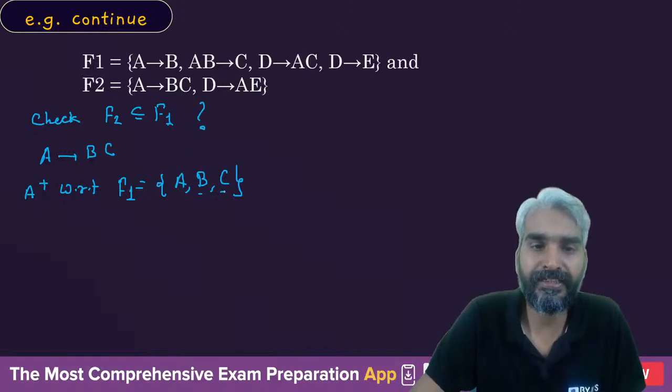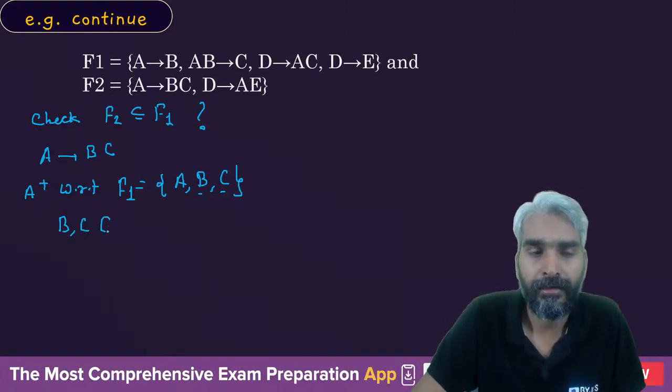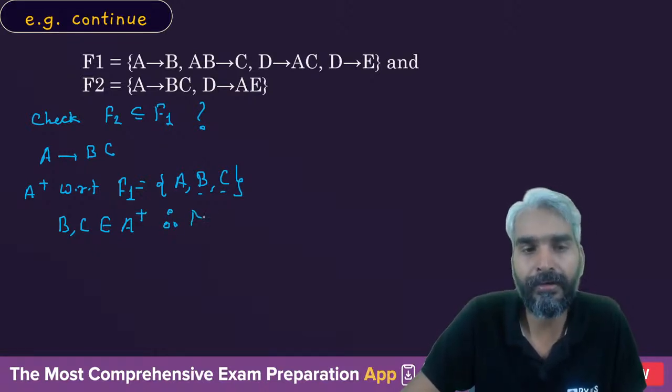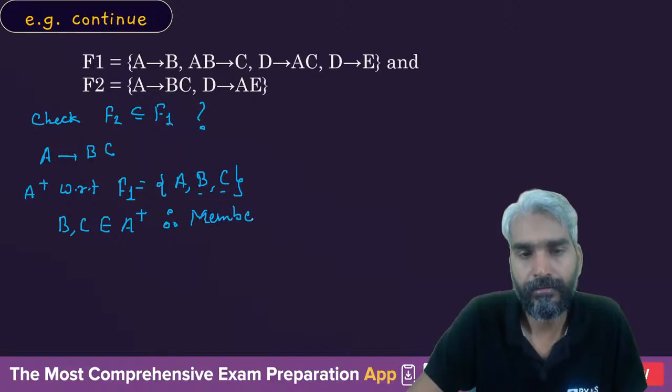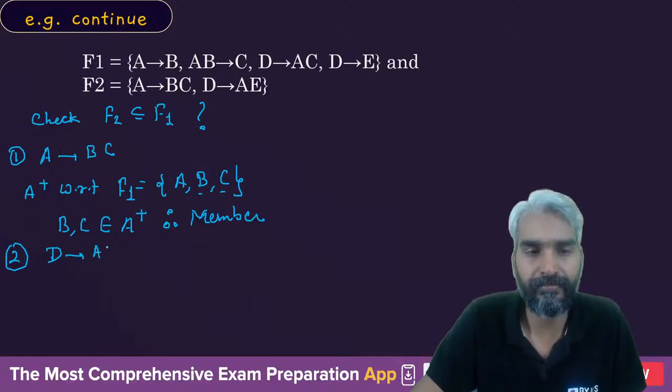So, B and C both belong to A closure, therefore member. This first. Second FD is D implies AE.